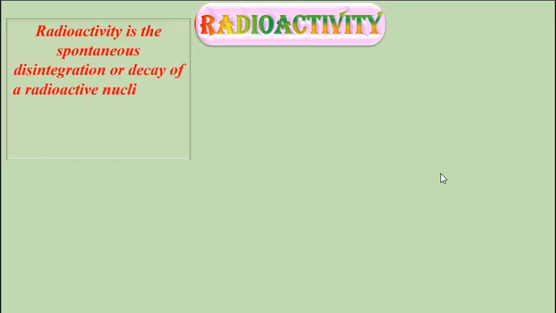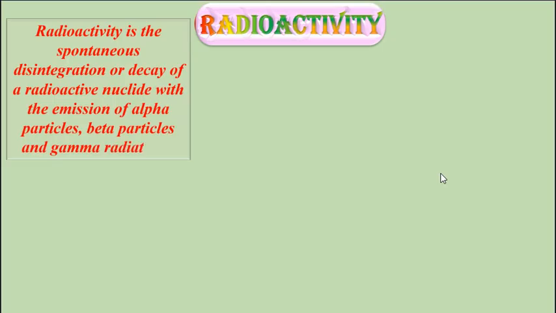Remember, we're still looking at radioactivity. Then the question is, what is radioactivity? It's very important we look at this. Radioactivity is the spontaneous disintegration or decay of a radioactive nuclide. It's a spontaneous decay of a radioactive nuclide.